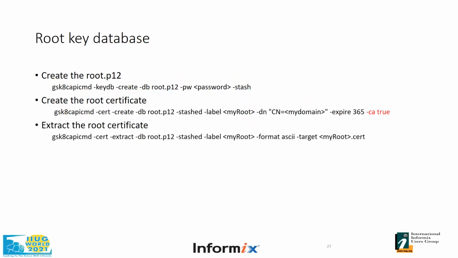Okay, so first step is you're going to create your root key database. And this is the stuff that you want to keep secret. So you create your root database, you stash the password, you create your root certificate, and notice the important part here is you say CA equals true, and then you extract the root certificate. Again, this only gets the public portion of the certificate out, and this is the part that you want to give to anyone who asks you to sign a certificate for them.